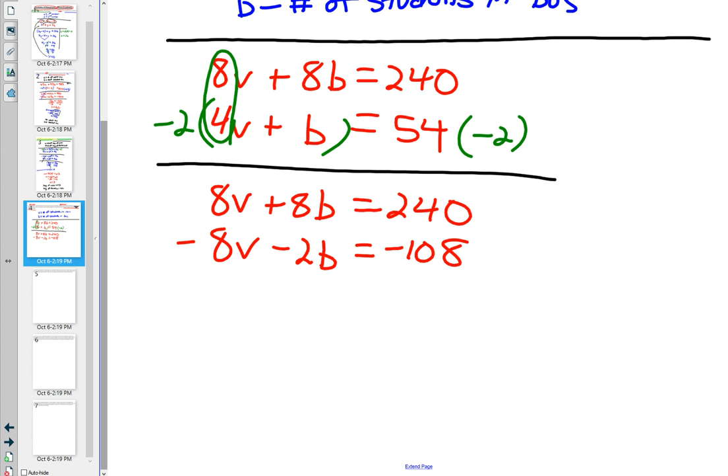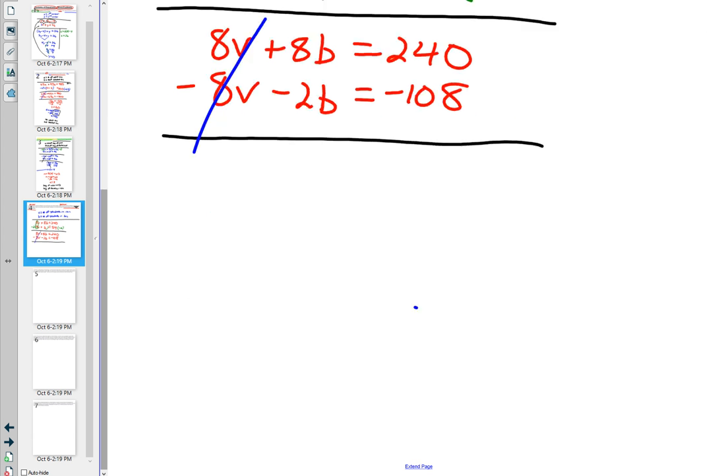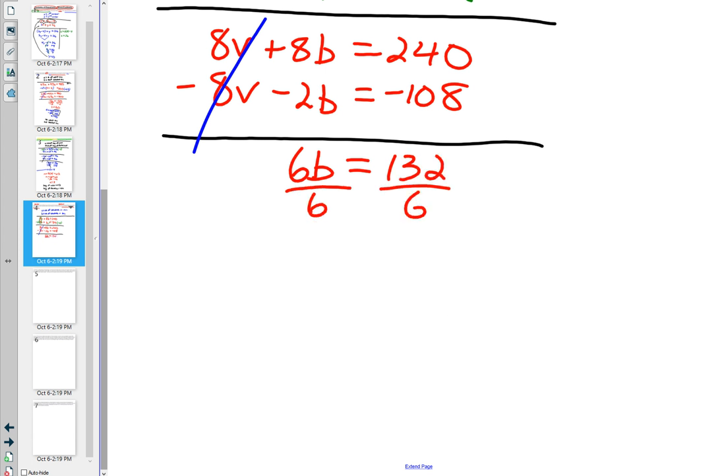-108. 6B is equal to 132. Divide by 6. So 22 students ride the bus.